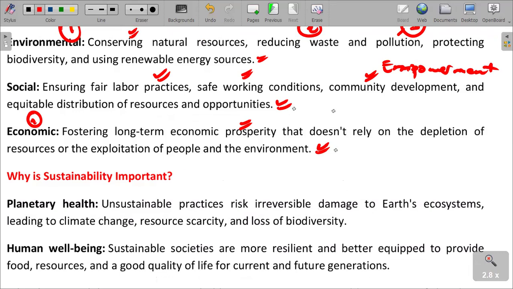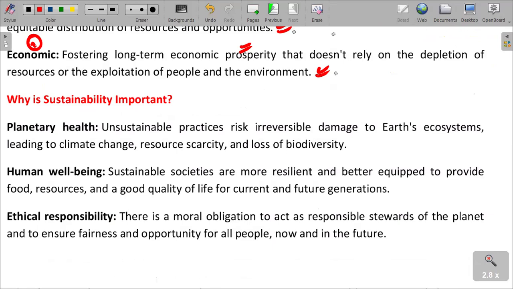So why is sustainability important? One, we talk about planetary health, which has to do with unsustainable practices risking irreversible damage to the earth's ecosystems, leading to climate change, resource scarcity, and loss of biodiversity. Basically, this is a point that we already discussed above, but we are just summarizing in conclusion what we mean by sustainability and why it is important.